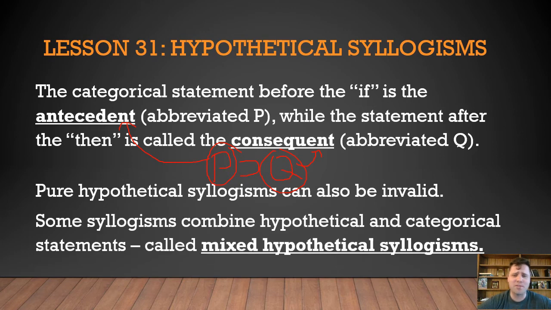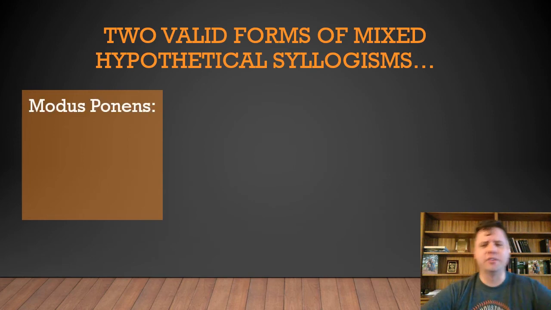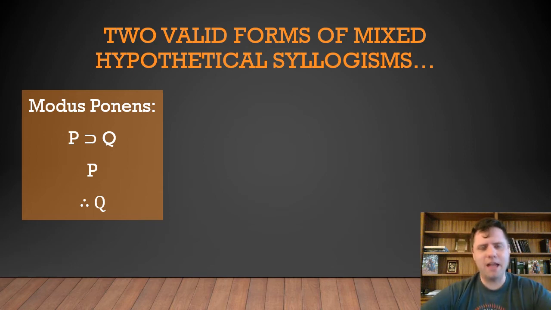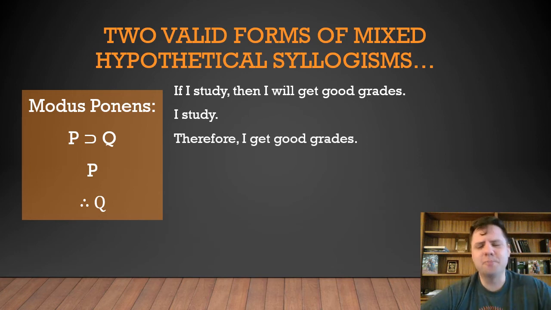Some syllogisms combine hypothetical and categorical statements, and these are called mixed hypothetical syllogisms. And that's what I'm going to show you in the next slide. So there are two valid forms of mixed hypothetical syllogisms. The first is called modus ponens. If P, then Q. P, therefore Q. So if I say, if I study, then I'll get good grades. And then I take that first thing, the antecedent, and I say, I study. So what's the conclusion? Therefore, I'll get good grades. That's called a modus ponens argument.